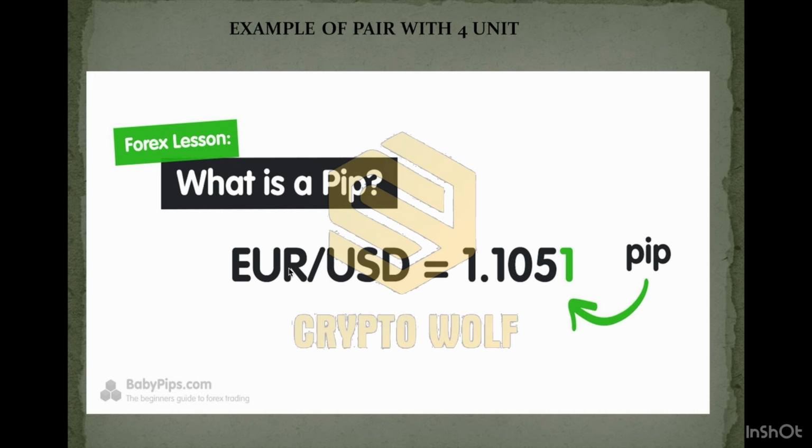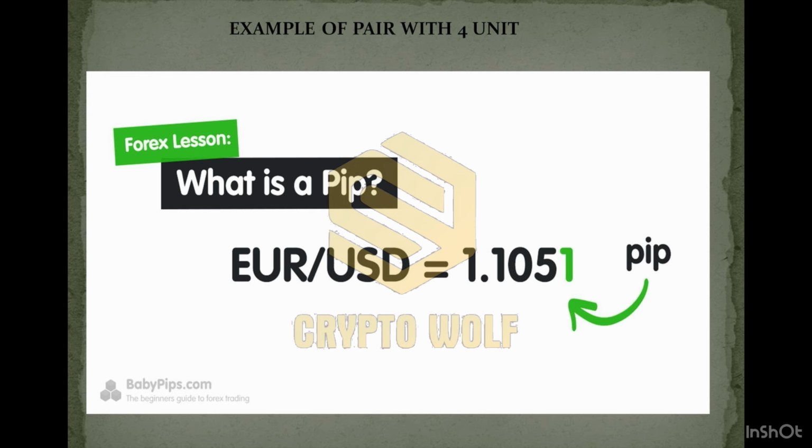So you can see the example EURUSD equals 1.1051. You can see this last digit you are seeing is called the pip, right? So that's how to know the value of a pip, right? It's usually measured at the last unit in a given pair, right? So usually the last digit is called the pip.